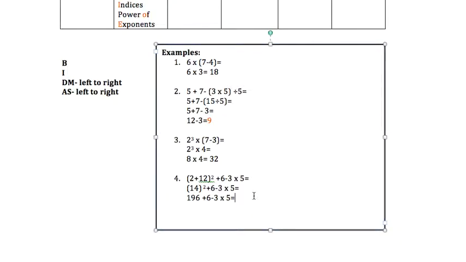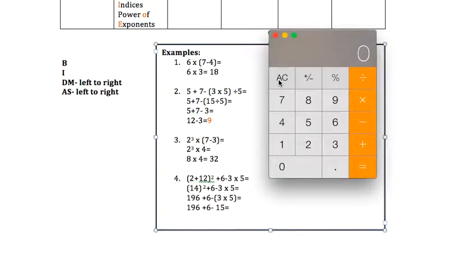Okay. So now we've done our brackets, our indices, and now we're looking for any kind of division or multiplication. So we've got no division in this part, but we do have a multiplication here. So we'll solve that one. 3 times 5, which is 15. And there are no indices on it, so I can get rid of the brackets as well. 15.